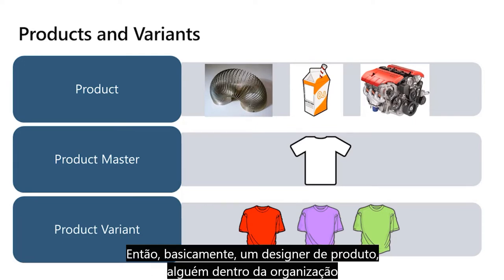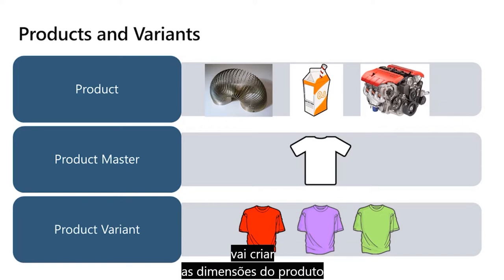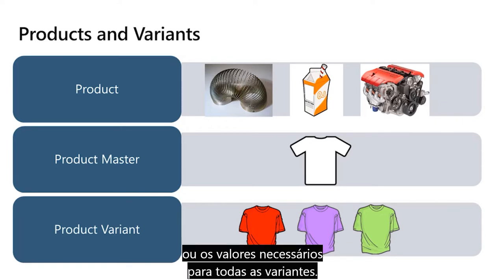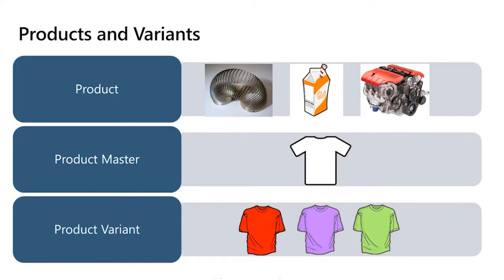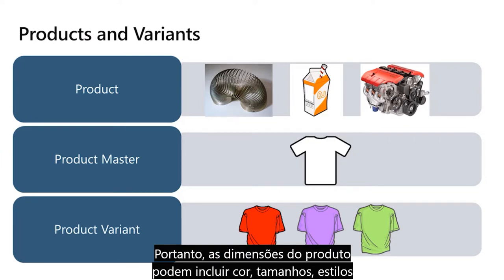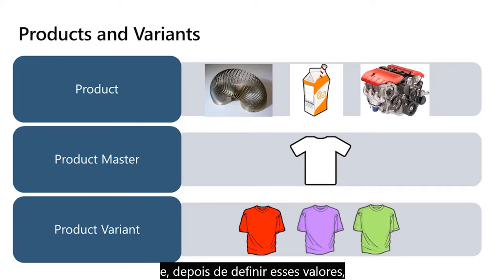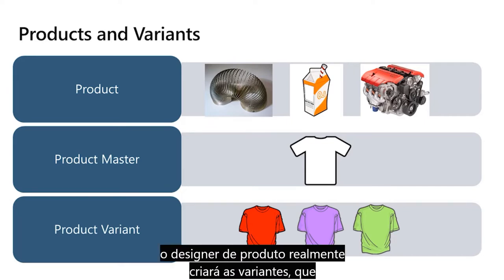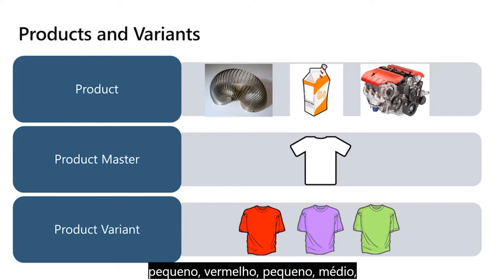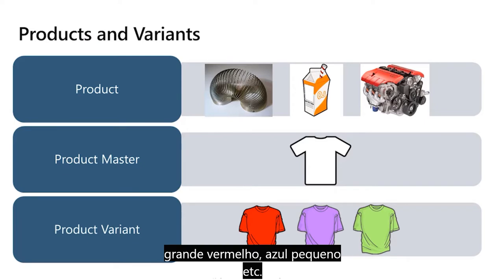So essentially, a product designer, someone within the organization, is going to create the product dimensions or the values needed for all the variants. The product dimensions can include color, size, and style, and once you define those values, the product designer is actually going to create the variants, which combine all the dimensions into your specific options, whether it's small red, medium red, large red, blue small, and so on and so forth.